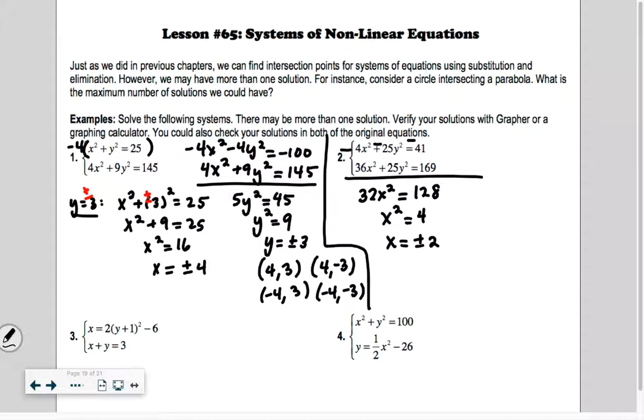So we go back and we plug in. So plug into any equation. So if I have 4x squared, I'm going to do 4 times plus or minus 2 squared plus 25y squared is equal to 41. I just went ahead and put in the plus or minus 2 because when I have a positive 2 or a negative 2 and I square it, I get the same thing. So what do we get when we square this? So we get 4 times 4, 16, plus 25y squared is equal to 41.